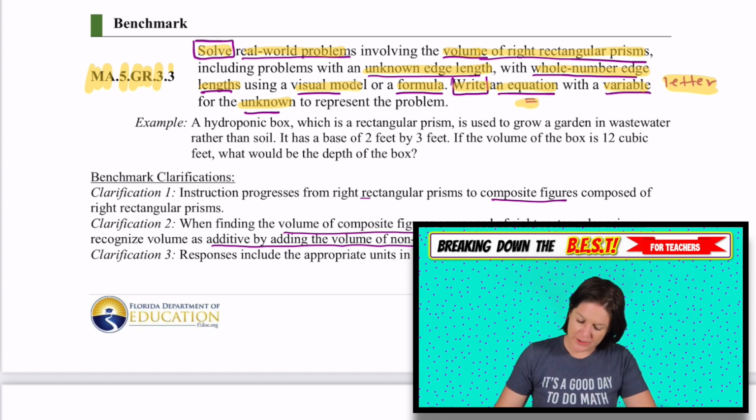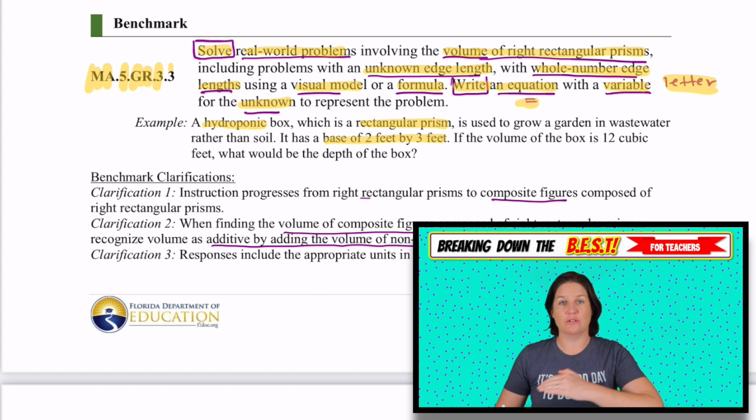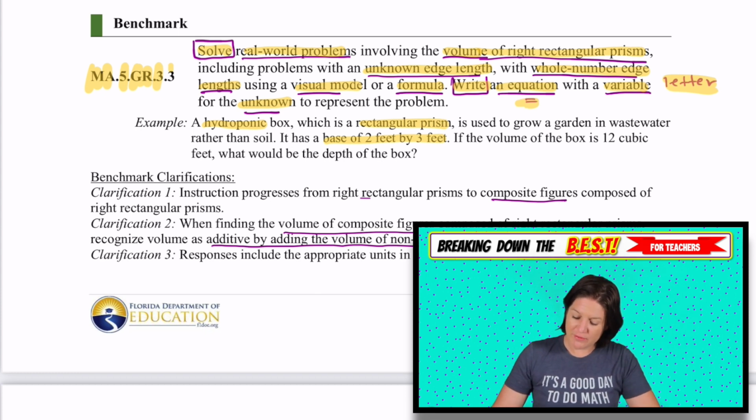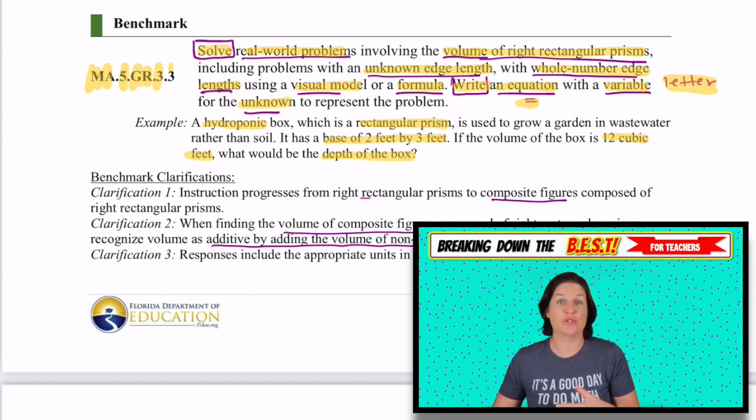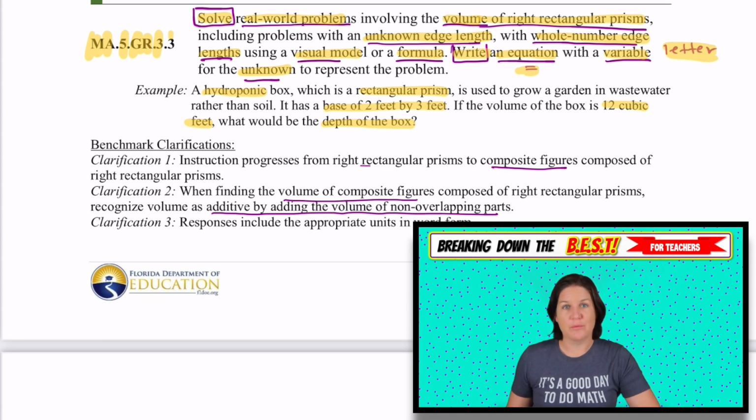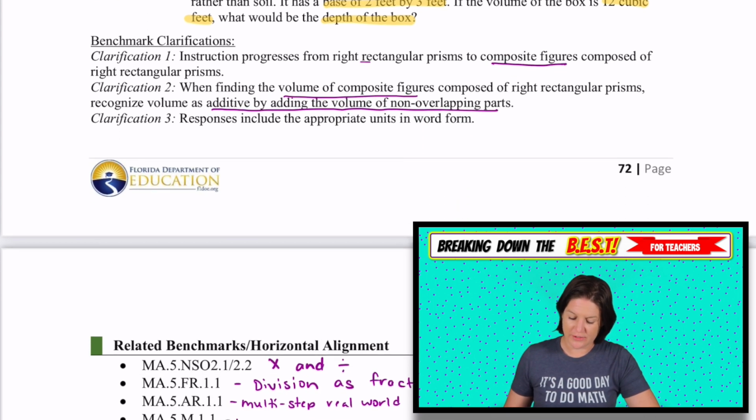So this is an example right here. This is a hydroponic box. I'm not even sure what that is, a rectangular prism, I know what that is, used to grow a garden in wastewater rather than soil. That's pretty cool. It has a base of 2 feet by 3 feet, so that's our length and our width. If the volume of the box is 12 cubic feet, what would the depth of the box be, or the height of the box? So you can see with this problem, we have a missing edge length, and really with the standard, we should create an equation using a variable, maybe D for depth. So yeah, that's kind of a basic example of what this standard is, what's expected of the standard.